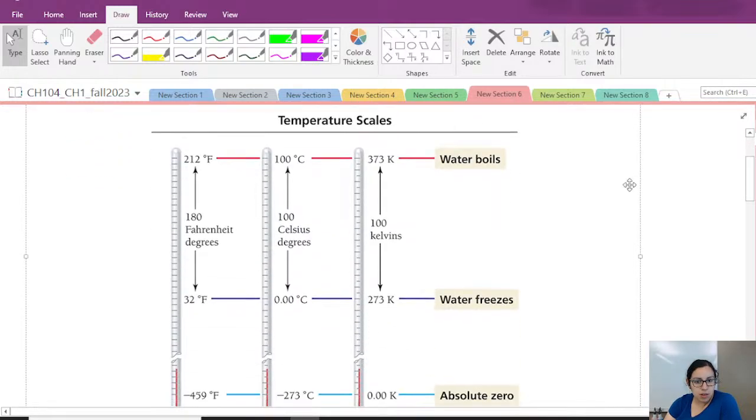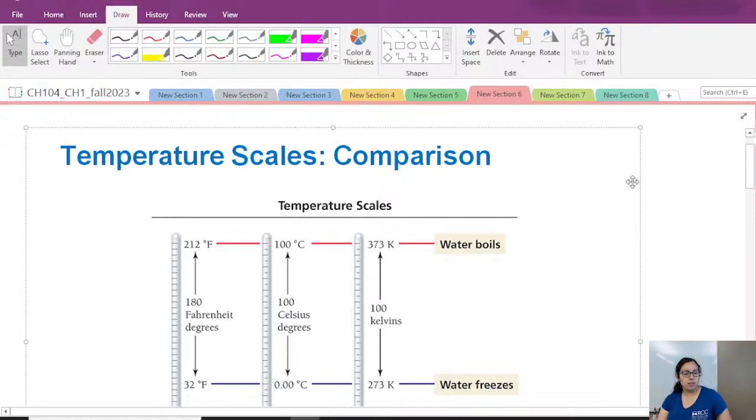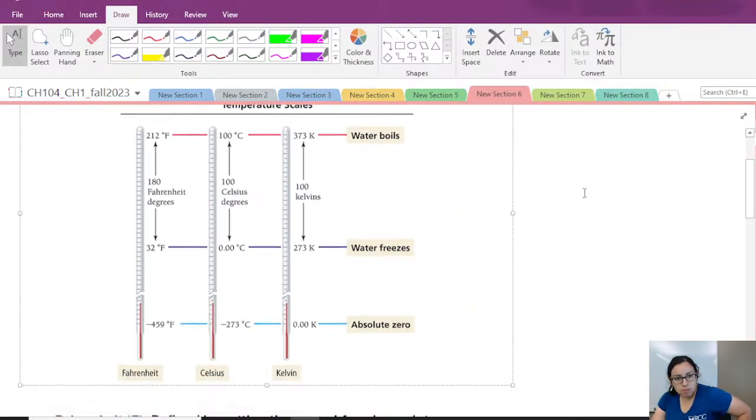All right, let's look at some temperature scales. I'm sure people are familiar with the Fahrenheit scale. Water freezes at 32 degrees Fahrenheit. Water boils at 212. Notice that's really awkward. That's 180 degrees difference between the freezing and boiling point.